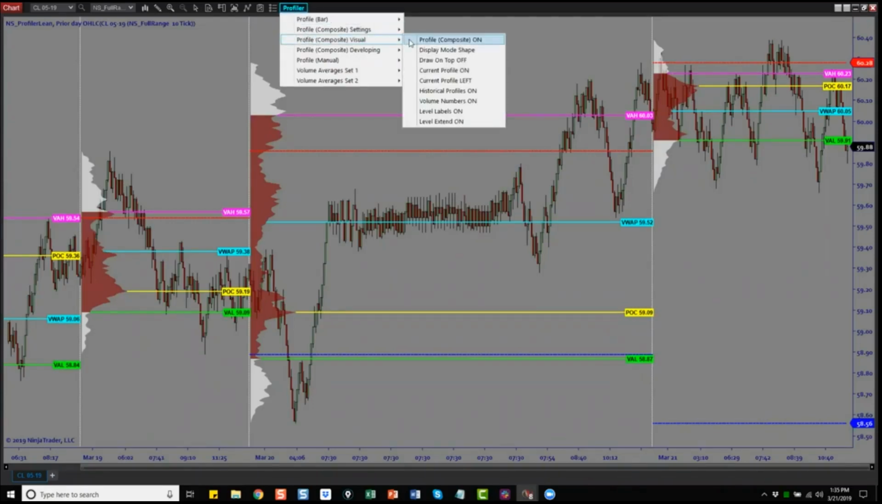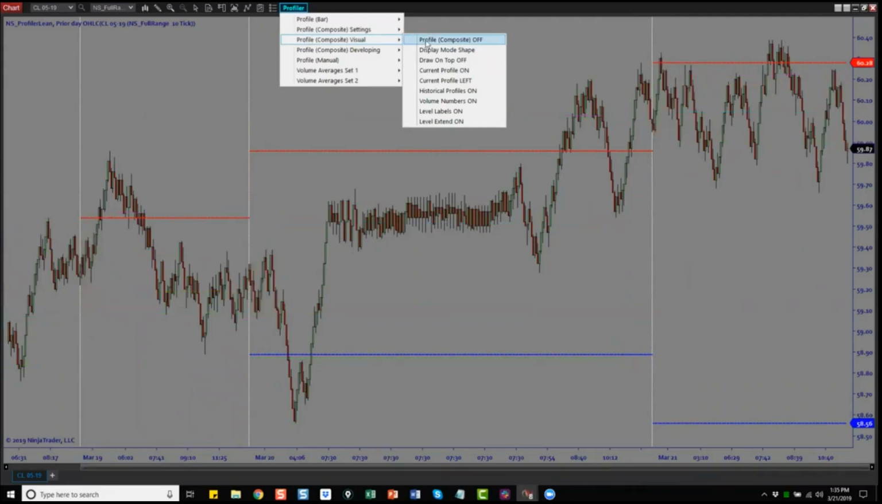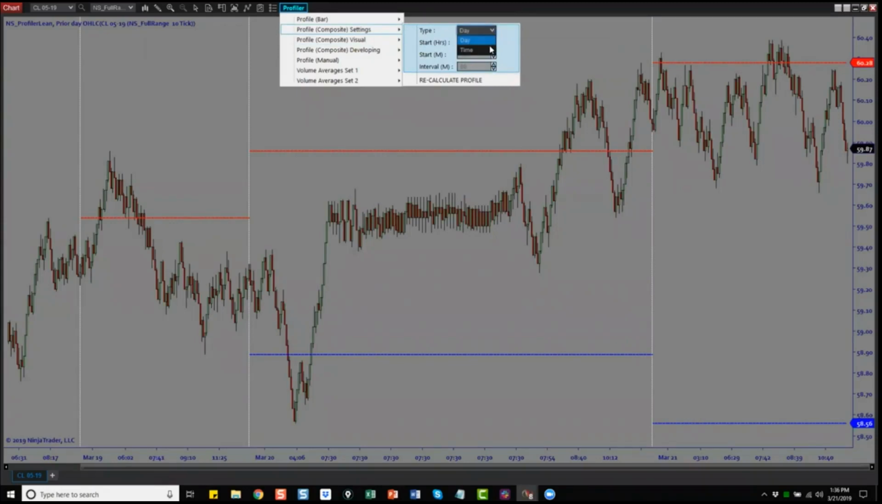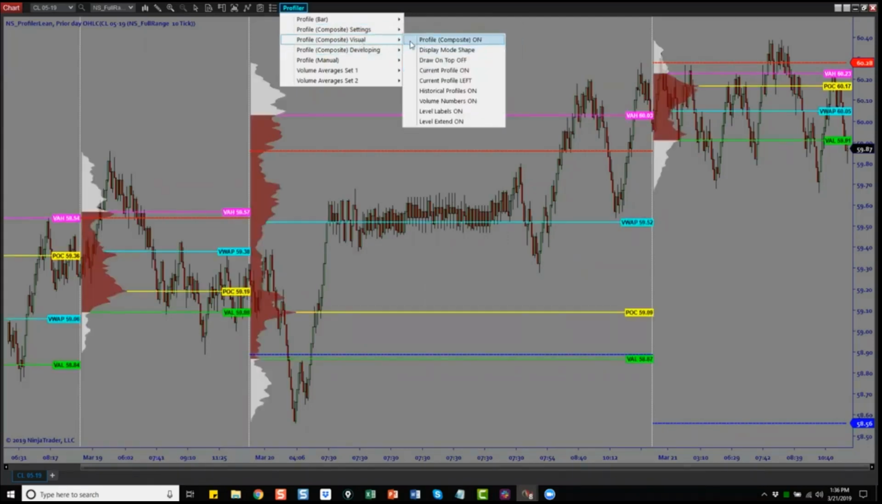So what I'm going to do is show you a couple features for a second. I'm going to turn the profiles off. Inside our software, we've created a profile breakdown that allows you to run daily profiles, or you can break them down into time intervals: 30 minutes, 60 minutes, 120 minutes. So I've got it on day. If I turn it on here, you're going to see the daily auction.